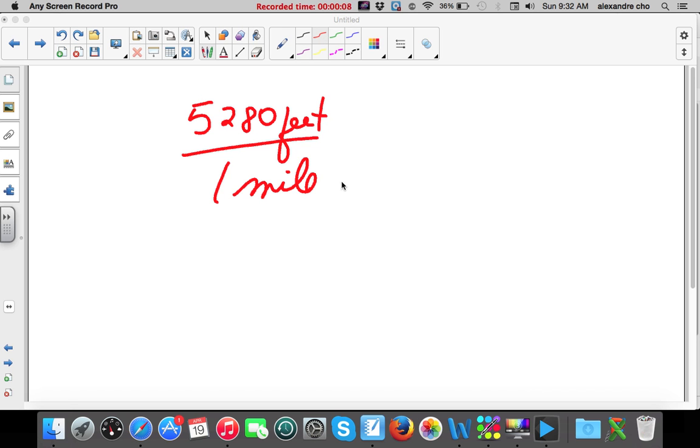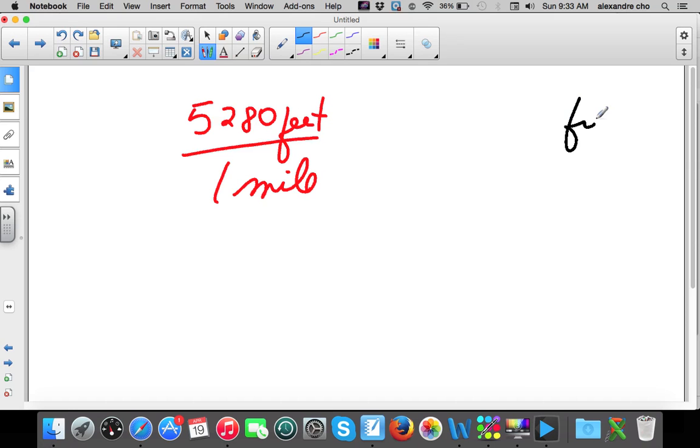So 5,280 feet, you want the answer in inches. So we have to make a little change here. It says how many inches are in 2 miles. Well, first of all, that's not going to help our case. So we know one thing: 1 foot equals 12 inches.